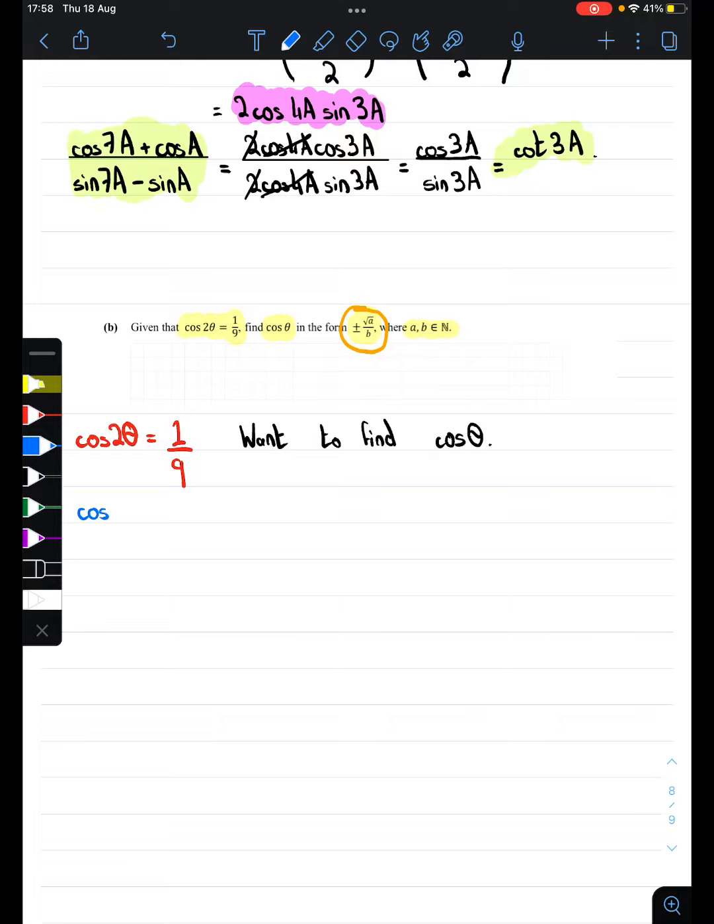and see if we have any formulas to help us. If we go to the log tables, we'll see we have a formula for cosine of 2a, and it's just cosine squared of a minus sine squared of a. Now if we rewrite our cosine 2 theta using this formula, we get cosine squared theta minus sine squared theta, and we know that this equals 1/9.